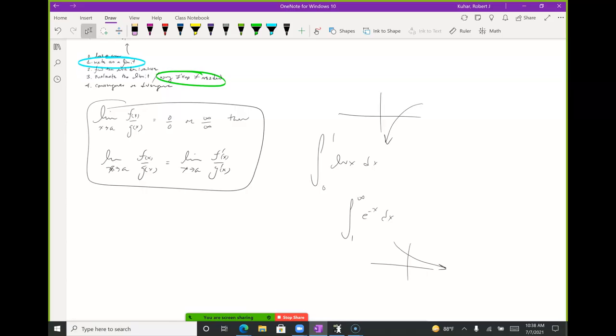So I'm looking at either. So this one, you see ln of x has got a vertical asymptote when x goes to 0, and e to the minus x has got a horizontal asymptote when x goes to infinity. So those are types of improper integrals. But let's do the one that we have here.